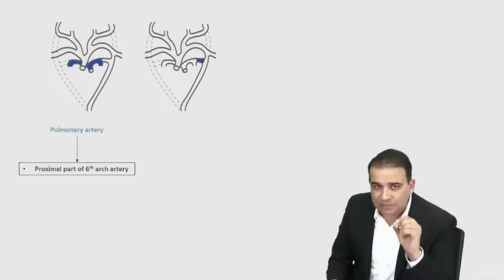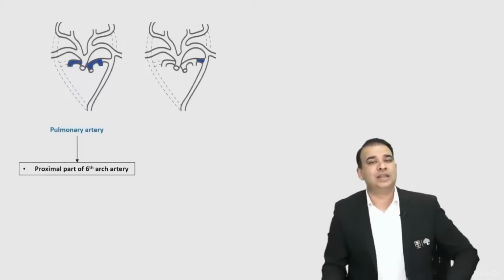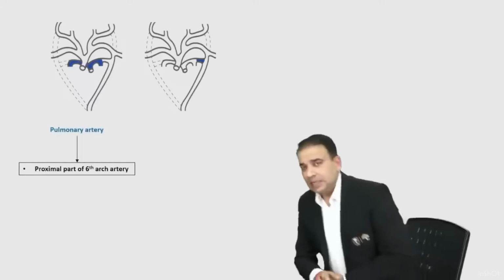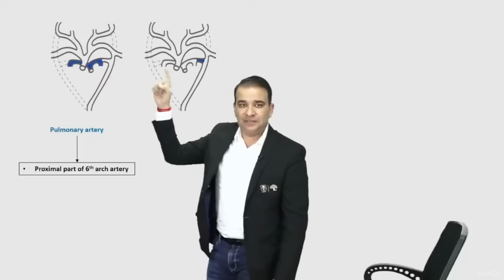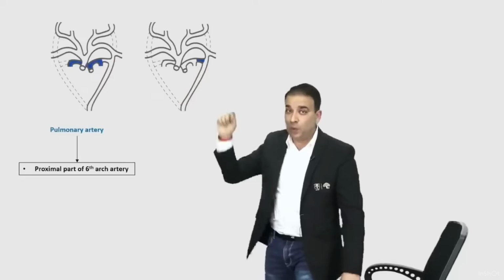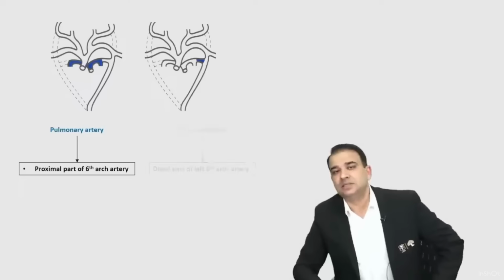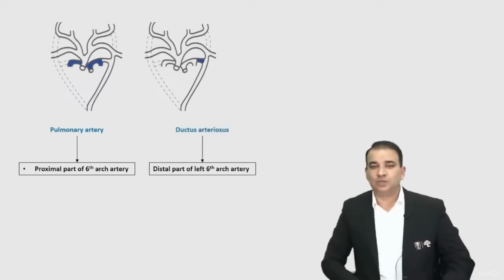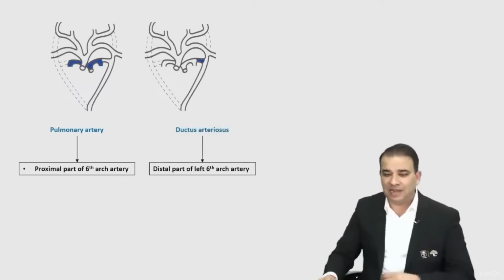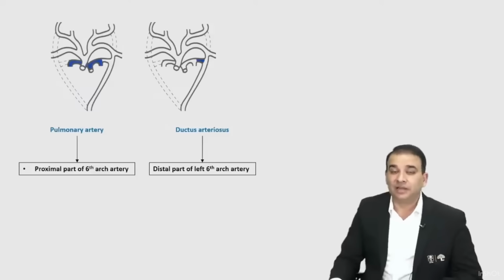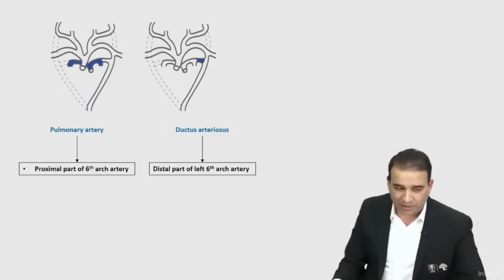Mind it, proximal and distal are very important here. Proximal part of the sixth arch artery will give rise to the pulmonary artery. Distal part of the right sixth arch artery will disappear. Nothing will remain of it. But the distal part of the left sixth arch artery, as you can see in this picture, will persist. And you all know that that is nothing but the ductus arteriosus. That is the ductus arteriosus formed by the distal part of the left sixth arch artery.